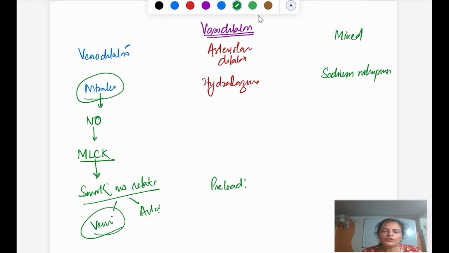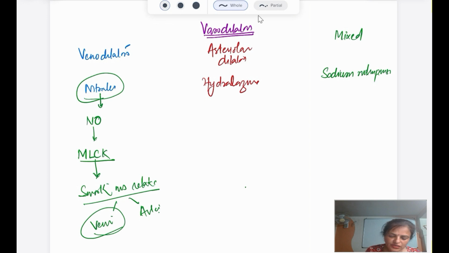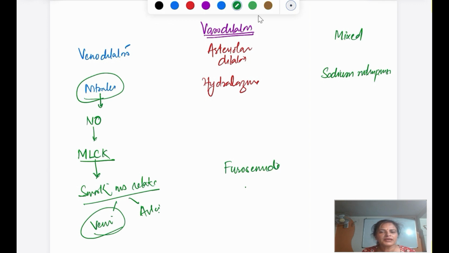Now, what is the role of this venodilator in the acute setting? So in acute CHF, what is the aim? We are giving the diuretic. We want to decrease the congestion, the pulmonary congestion. So for that, what are we giving the patient to decrease the pulmonary congestion? We are putting the patient on furosemide, given IV. Then to increase the cardiac output, we are putting the patient on dobutamine.